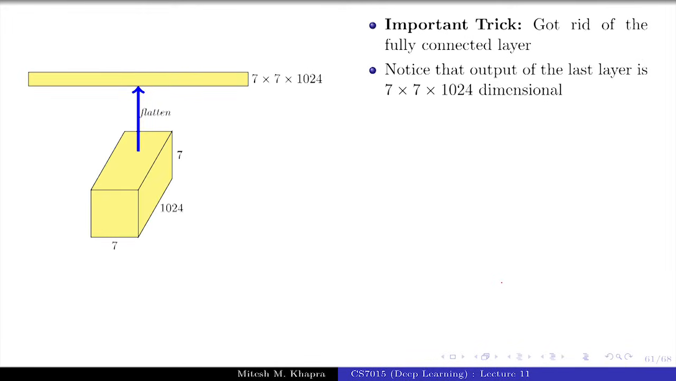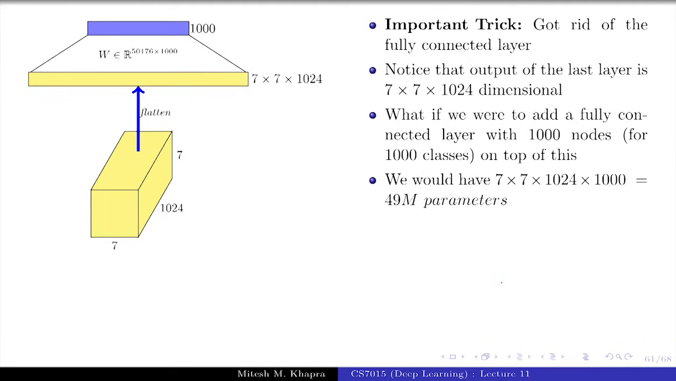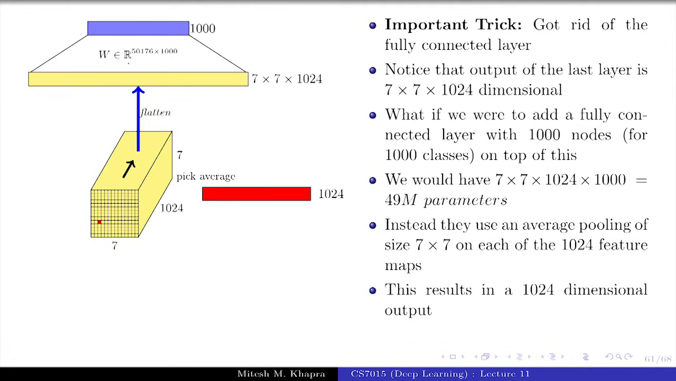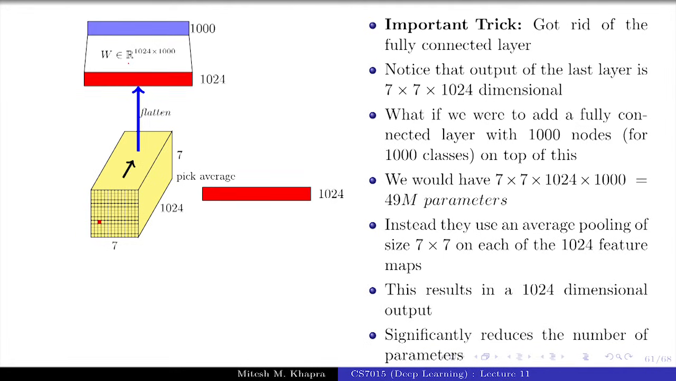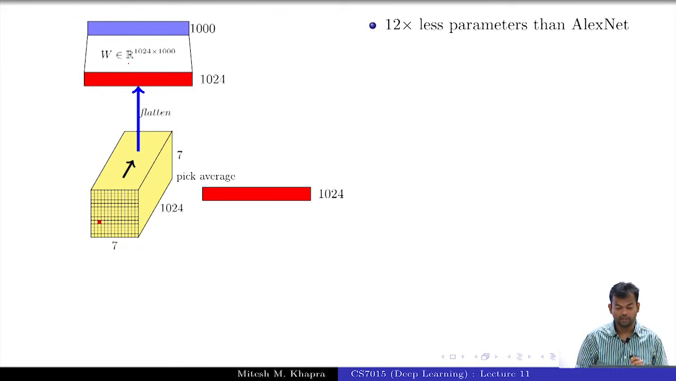Okay, so this is exactly what I explained. So instead of having this nasty looking connection, which would have been 50176 cross 1000, you just take the average from this grid and just get a 1024 dimensional vector, which results in a much smaller weight matrix at the output. Everyone gets this? Okay? Yeah. So this is fine. So this has 12 times less parameters than ResNet. It has 2 times more computations, right? So that's what I meant by the trade-off.